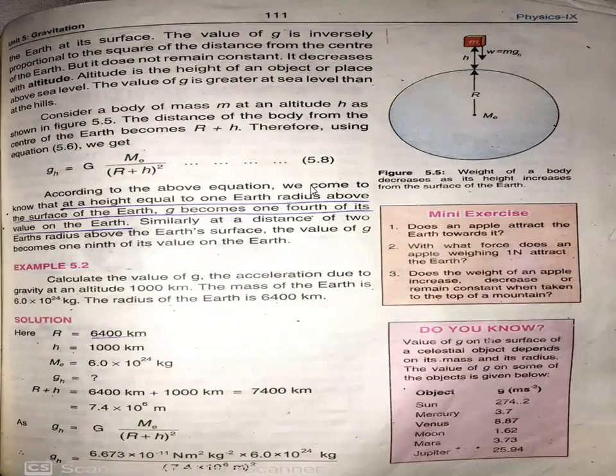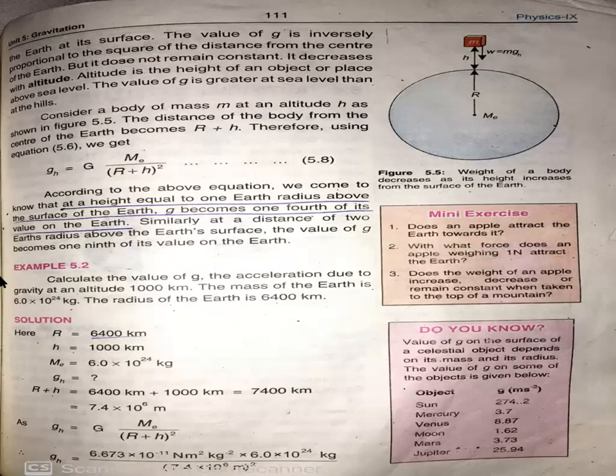According to the above equation, we come to know that if the height is equal to one Earth radius, the acceleration due to gravity becomes 1/4. But what will happen if we double this value? If we keep this height two times the radius, the value of g will become 1/9. Now, this is the end of topic 5.3, variation of g with altitude.